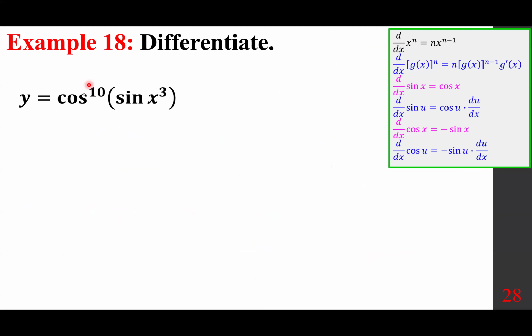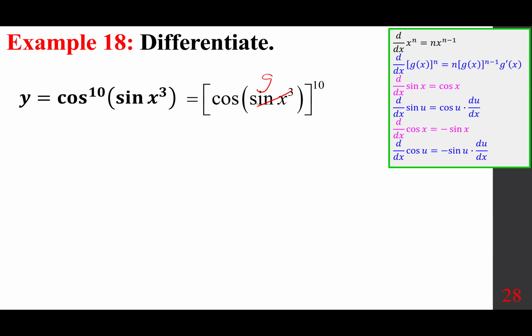Differentiate y is cosine to the power of 10 of sine x cubed. And to differentiate this, I'm going to rewrite this because I want everybody to see that we have cosine to the power of 10. Doesn't matter what this is. You can call it g of x or anything you want to call it. Cosine to the power of 10. And that's the idea that I want everybody to see.